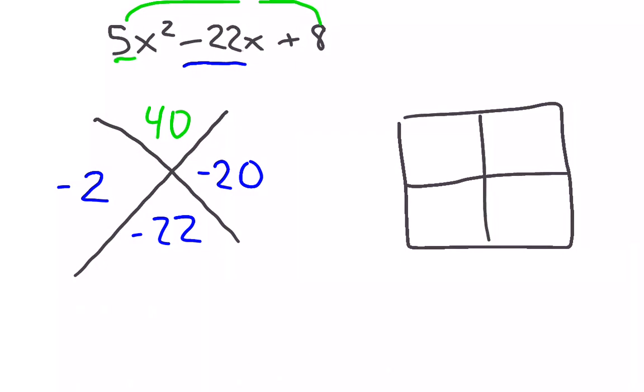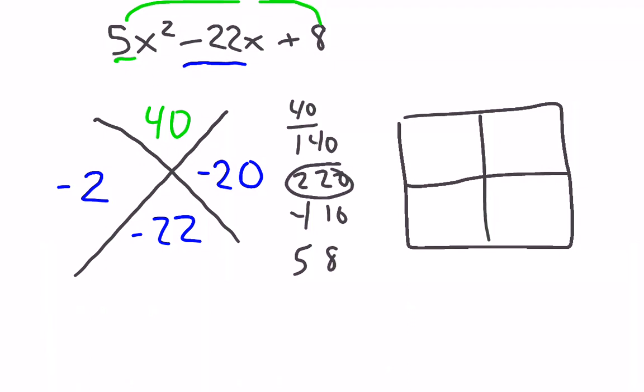Okay, and if I couldn't see that, I could list my factors of 40. 1, 40, 2, 20, 4, 10, 5, and 8. And we can see that the 2 and the 20 are what's going to give me the negative 22. All right, so now that I've finished my x, it's time for me to fill my box.